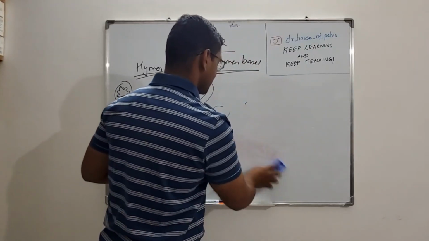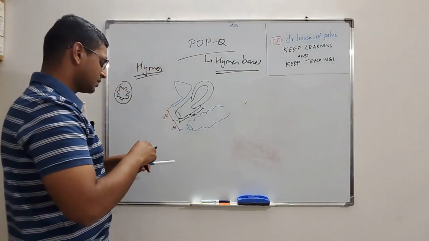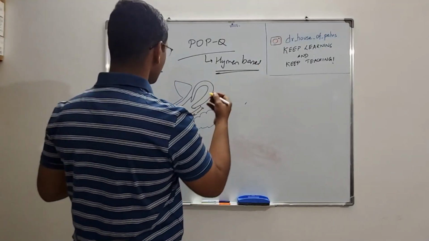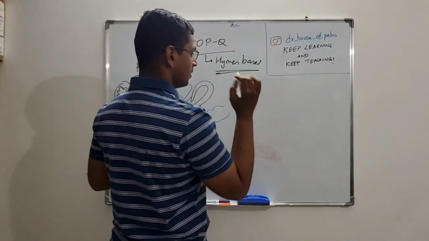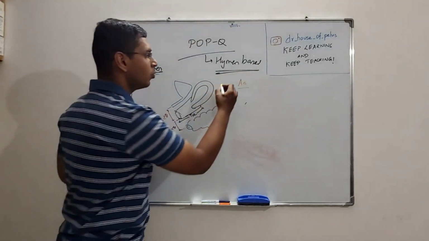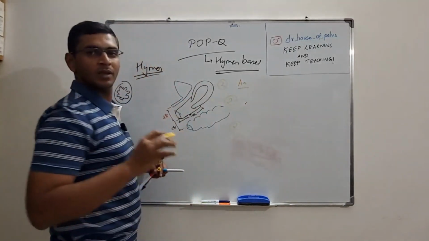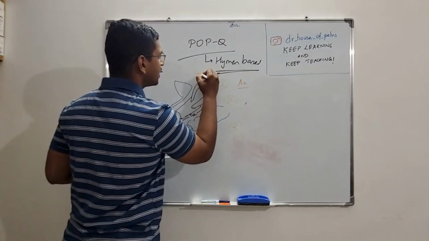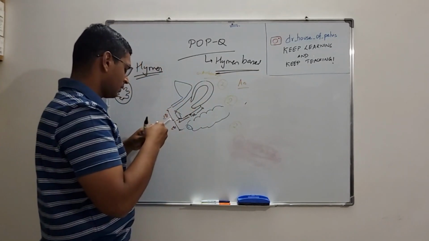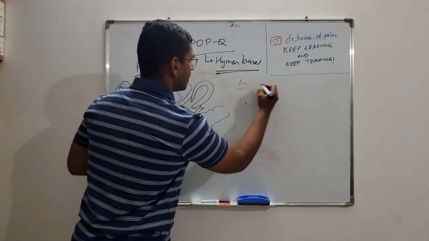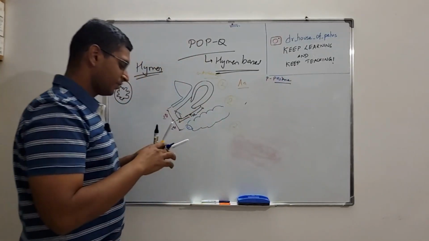So I told we'll be measuring a total of 6 points. The 6 points will be point AA. Okay, how do we remember that? We have 2 anterior points, 2 mid points, and 2 posterior points, right? The small a mentions anterior, and if it is small p, it mentions posterior vaginal wall, right?